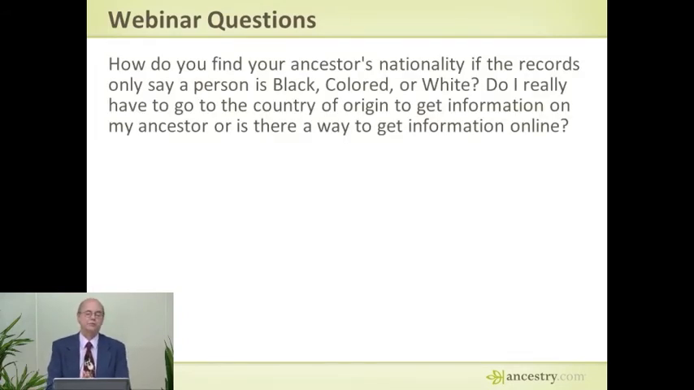Another question came in. How do you find your ancestor's nationality? If the records only say a person is black or colored or white, do I really have to go to the country of origin to get information on my ancestor, or can I find that information online? Well, I've got great news. Some of that information is online. You don't have to go there. But I was intrigued by this question because there's not a lot of records that mention the race or color of an ancestor. You don't find a lot of records that say this ancestor is black or colored.